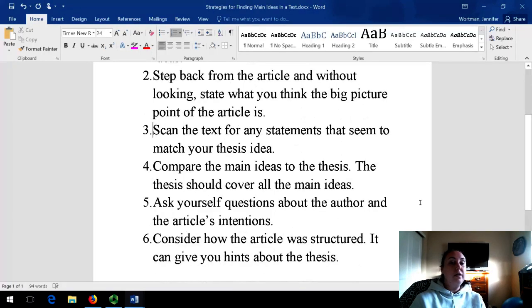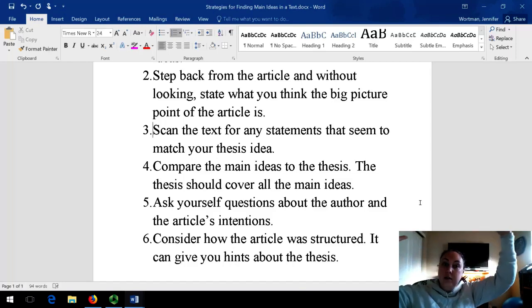Then what you're going to do is look at all those main ideas you found. So not the supporting details, just the main ideas. Whatever the thesis of the article is, it's going to cover all of those main ideas, meaning all those main ideas kind of have to fall under it. If you think of a thesis statement sort of like an umbrella, then anything under that umbrella has to fit, it has to go underneath. That's sort of what a thesis does.